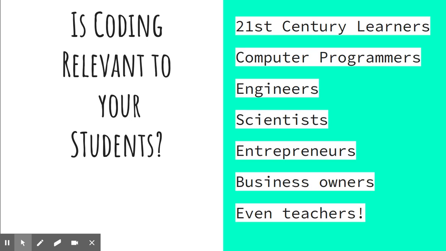Is it relevant to your students? It is. 21st century learners don't all need to be computer programmers, engineers, scientists, entrepreneurs, business owners, even teachers. Every adult and every child at the moment should have a basic understanding of computer science, so they understand how technology works. And they can also understand how to improve the technology around them to better meet their needs.